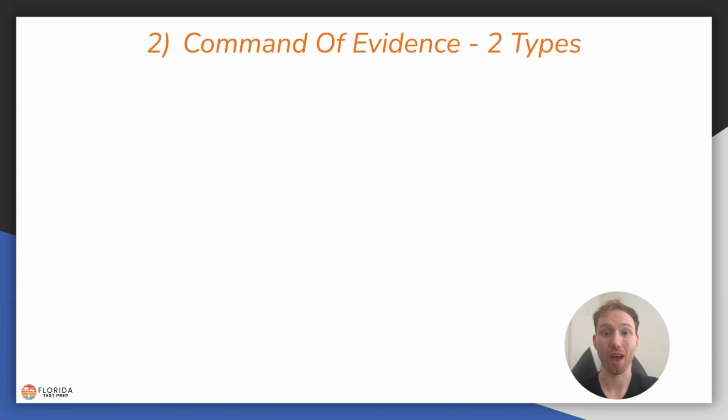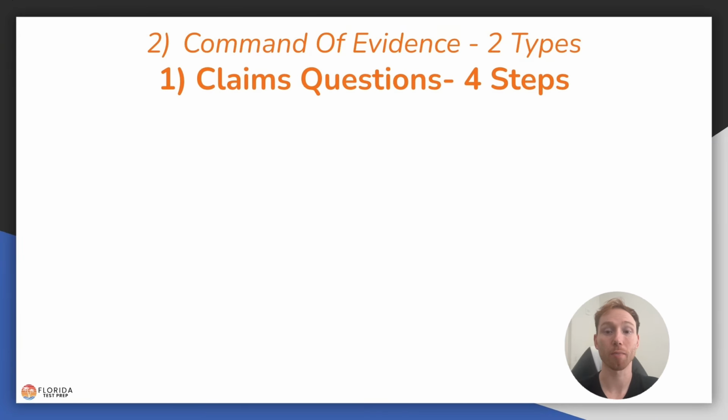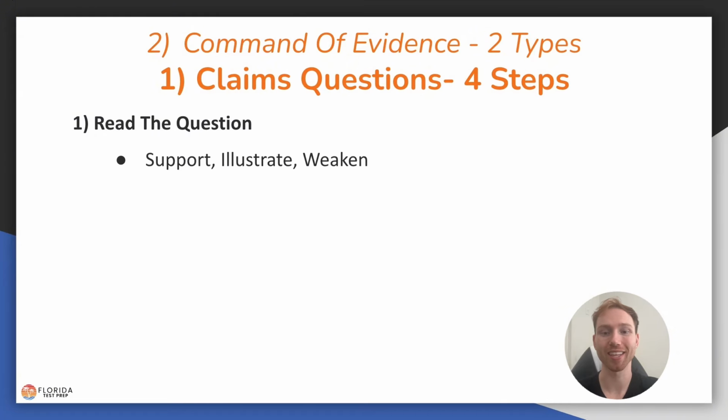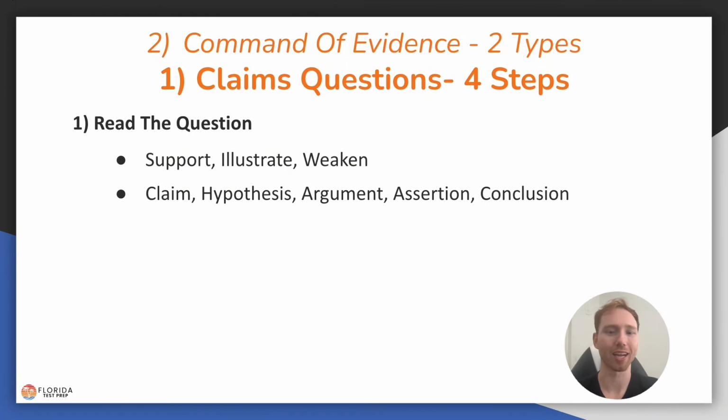Next up, we have command of evidence, and there's two types of command of evidence questions. The first type are claims questions, 4 steps. You want to read the question, and these always ask you to support, illustrate, or weaken a claim, hypothesis, argument, assertion, conclusion. They always ask you in the realm of support or weaken a claim, and claims can have many different names. A hypothesis is a claim, argument is a claim, conclusion is a claim. That's why they're called claims questions.